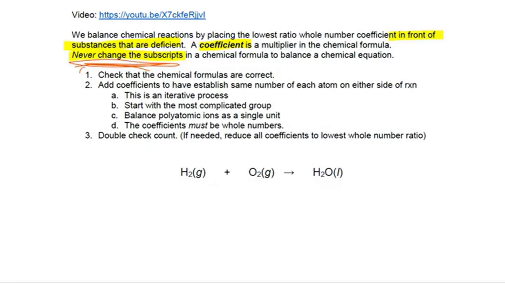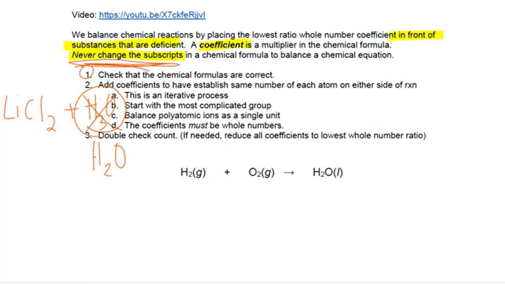So a couple of rules to live by. 1, check that the chemical formulas are correct. Like, for example, if I were to say lithium chloride added to water, if you wrote LiCl2 plus H3O, this would be wrong, and we were not going to be able to balance it correctly because, first of all, H3O is not water. Water is H2O.